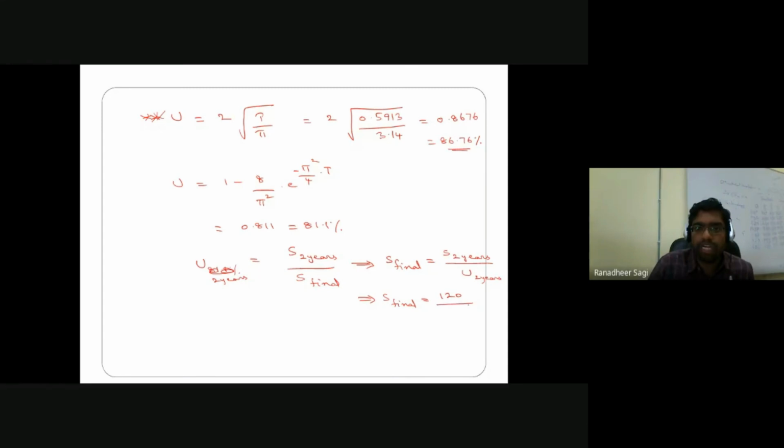120 mm divided by the degree of consolidation you have at the end of 2 years for that 8 meters thickness clay layer, which is 0.811 in fraction if I am substituting. Okay, 147.96 mm is going to be my final settlement because of the primary consolidation in that particular soil. And the second part of the question is for 90% degree of consolidation, you are asked to calculate how much is the settlement that you are going to have in that particular soil.